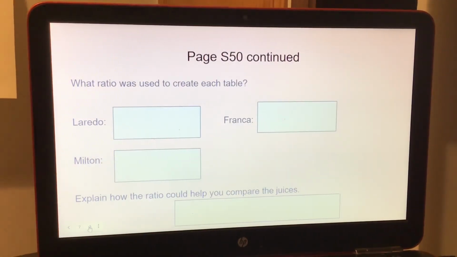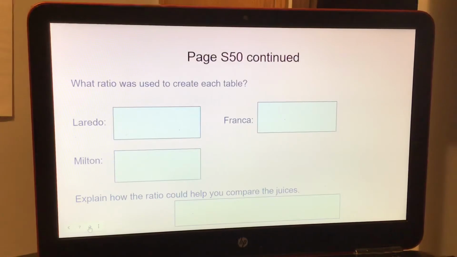All right, we're on page S50. What ratio was used to create each table? So we already said what the ratios were when we made them into fractions, right? So go back, put in the ratios for each one. Explain how the ratio could help you compare the juices. Well, when we reduced them, we were able to find how much one was, right? Or how much water one would be. So it just helps you that way that you can see the water content, right?